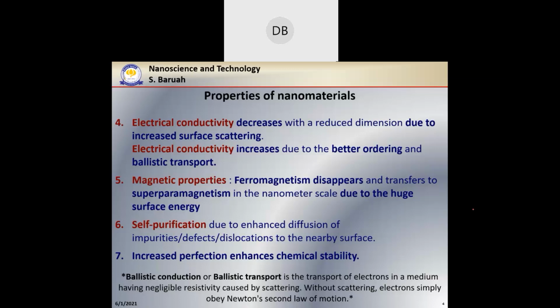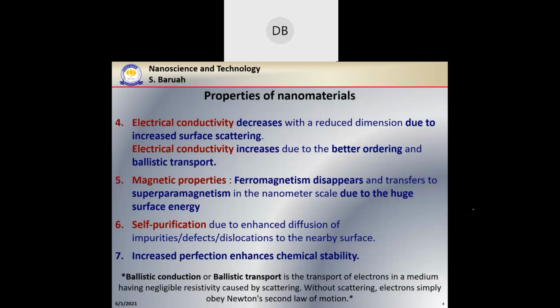Now, this concept increases with decrease in size. All right. So ultimately, we have a mixture of these two. That means for certain reasons the conductivity decreases, and there are a few other reasons for which the conductivity increases. Okay, so that's about the electrical property.